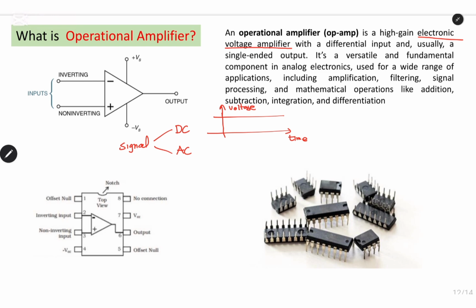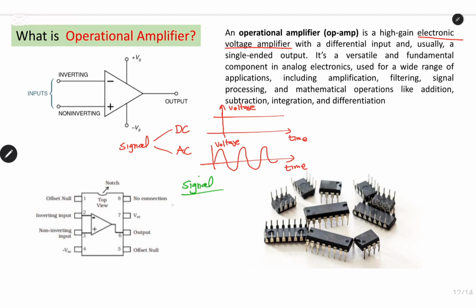And for the AC, you have a signal that oscillates, for example, a sine signal. So it also has the voltage. Now we will look at the components of the signal.